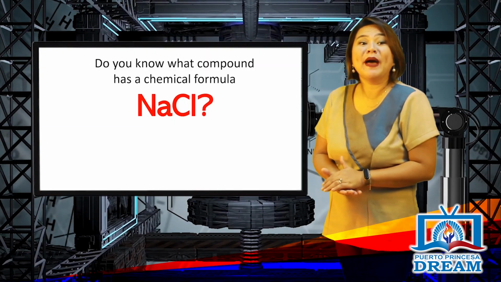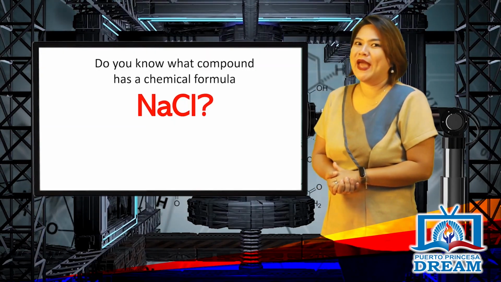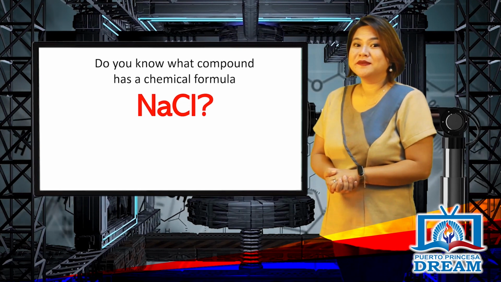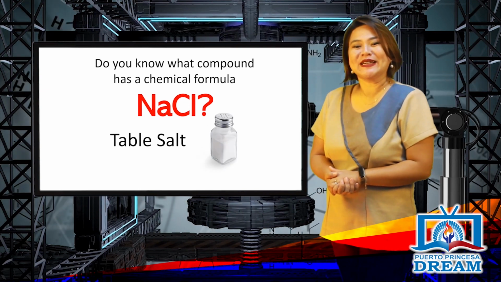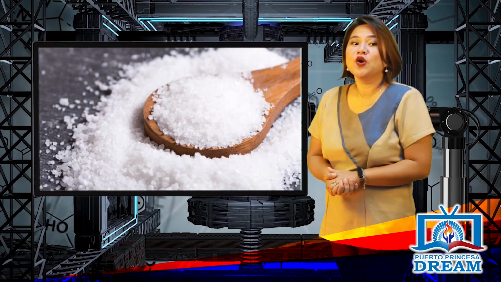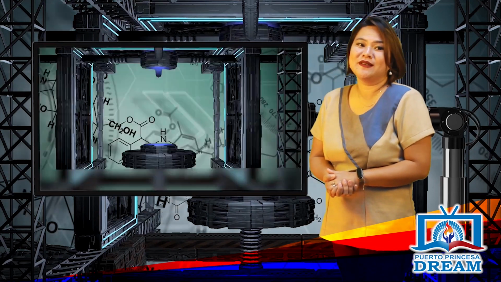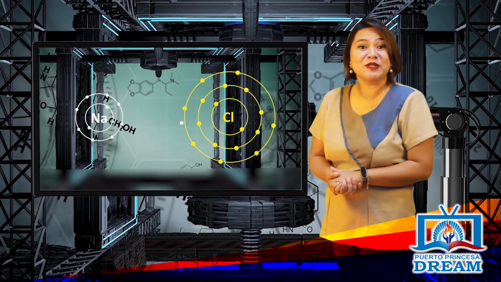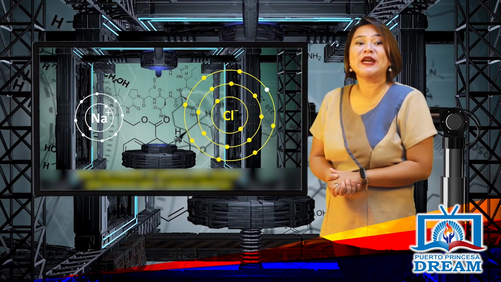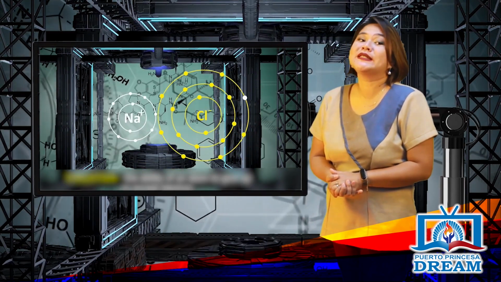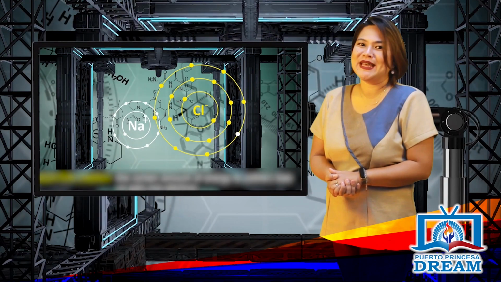Do you know what compound has a chemical formula of NaCl? Yes, you're correct. It is the table salt, which is used as flavoring agents in our homes. Salt is from the atom of sodium Na and chlorine Cl that combines in a form of ionic bonding.